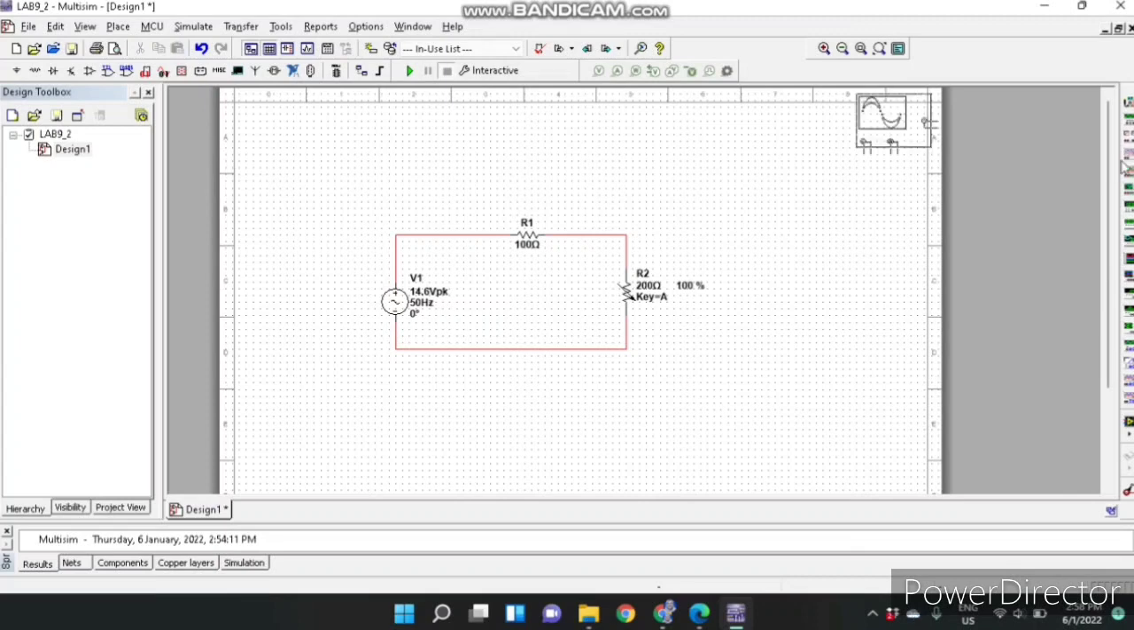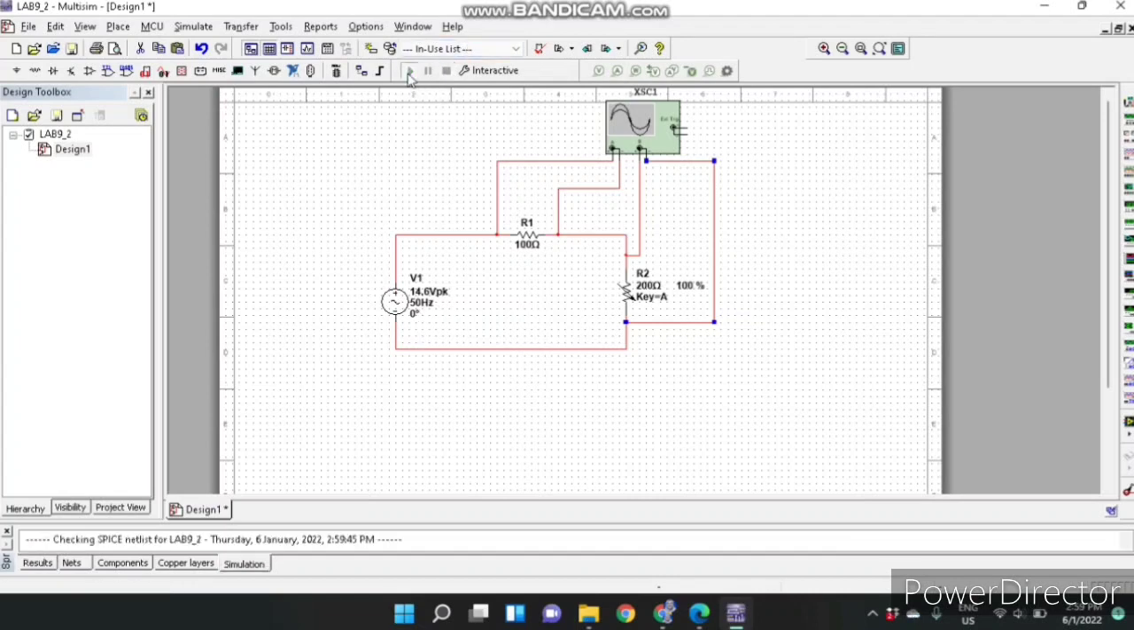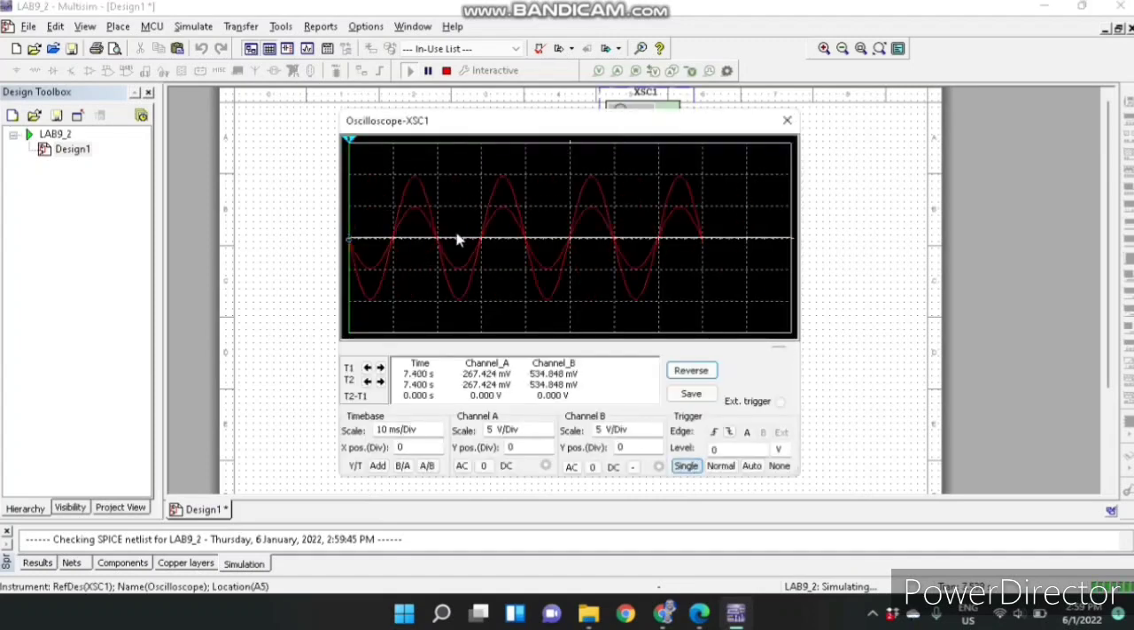Next we put the oscilloscope to find the waveform. The A channel will go to R1 and the B channel will go to VR1 to find the voltage waveform. Next we will run the circuit and we can see the waveform here.